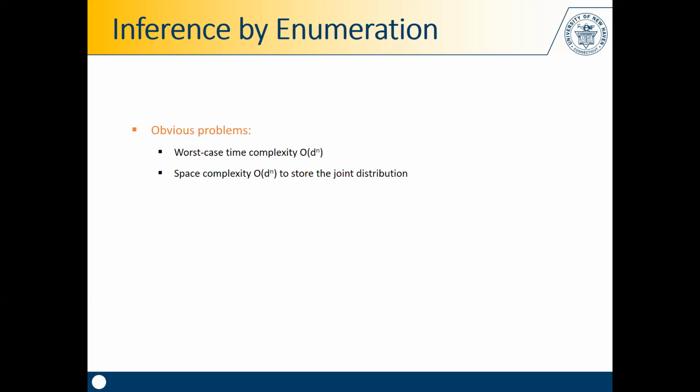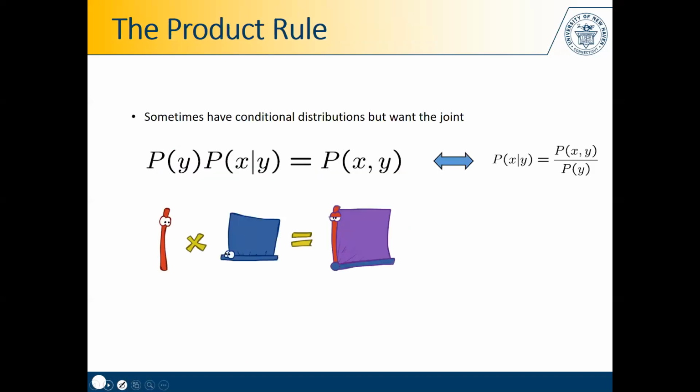The space complexity is also in the order of D to N, which means that when we are dealing with large problems, the computational cost of inference by enumeration is very high. In the next few slides and the next lecture, we are going to talk about approaches to mitigate the cost of complete or full-on inference by enumeration. First, I need to introduce a couple of tools that help us get there. The first tool is the product rule.